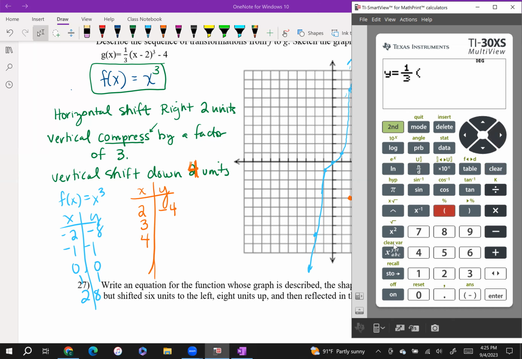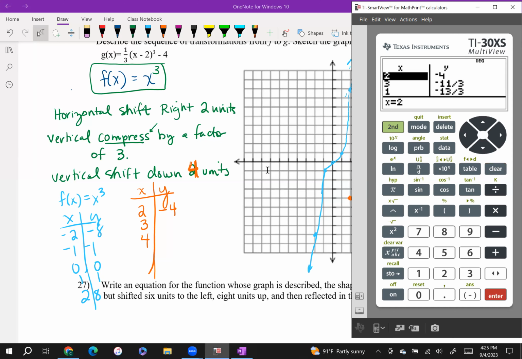Parentheses, x, this is the x variable right here, next to the 4, x minus 2 quantity cubed, and I'm going to arrow out of that exponent and then have a -4 at the end. Once you have your function typed in, hit enter, and then you can fill in these numbers. I usually just worry about the auto or the ask, and here I want it to be ask. I want it to ask me what x values to use, so I hit OK.